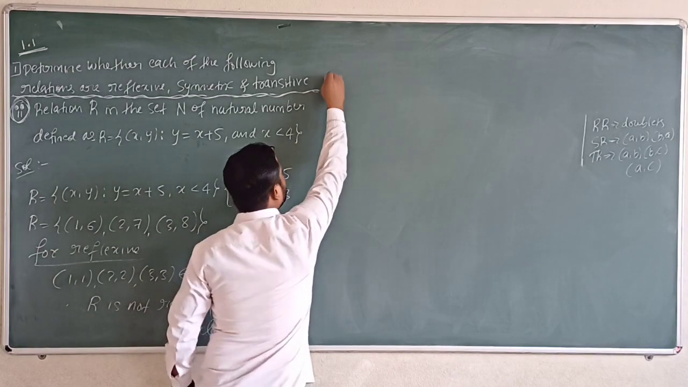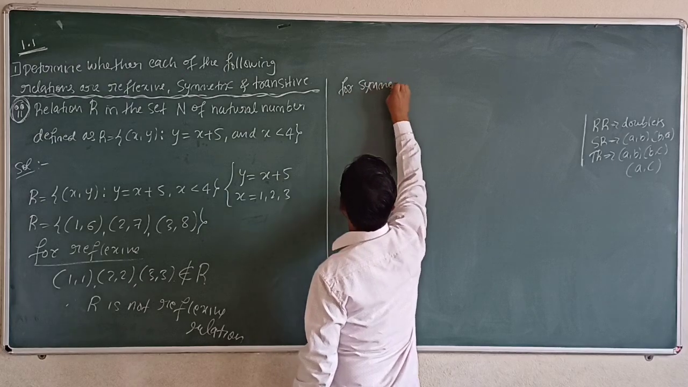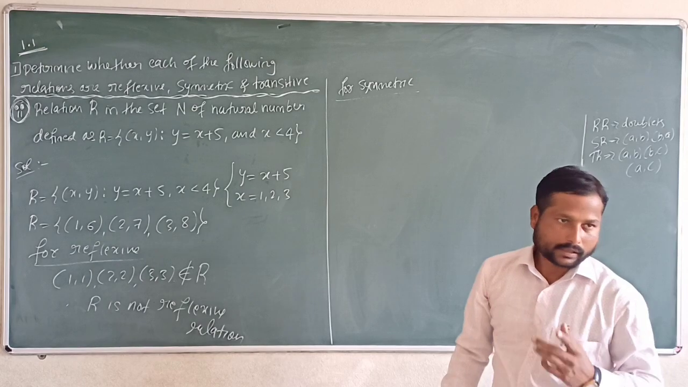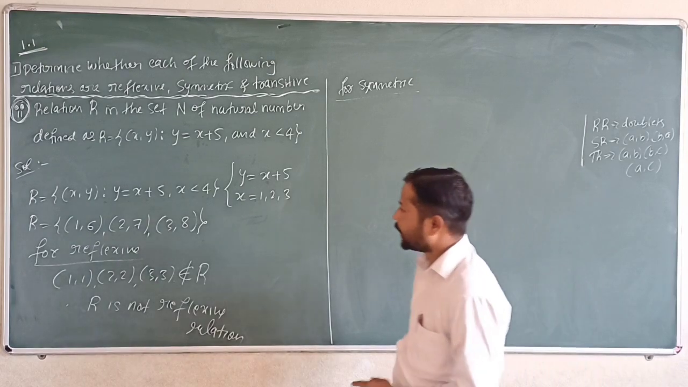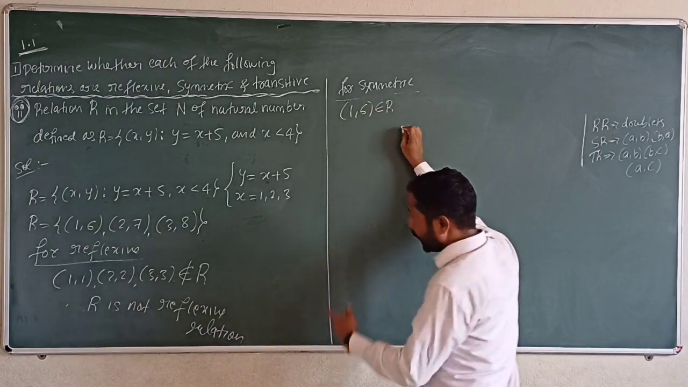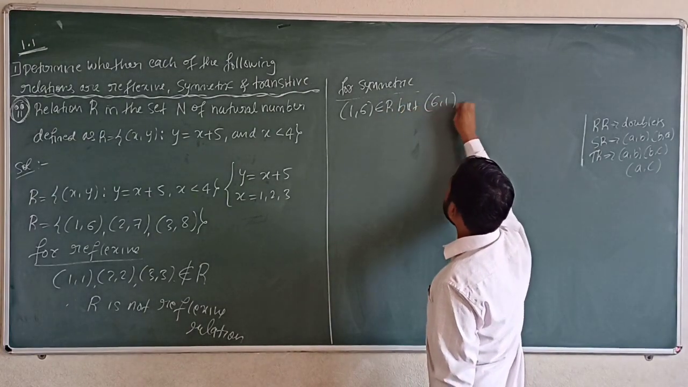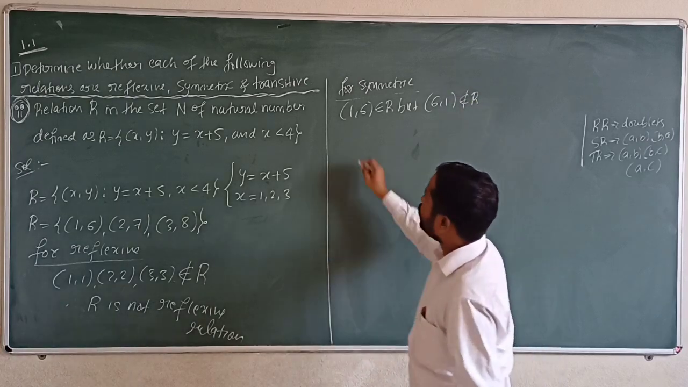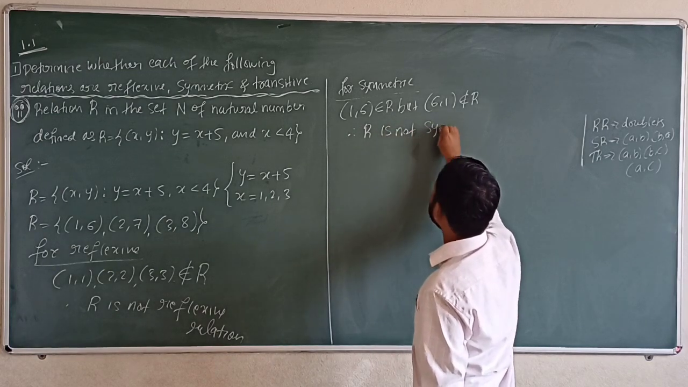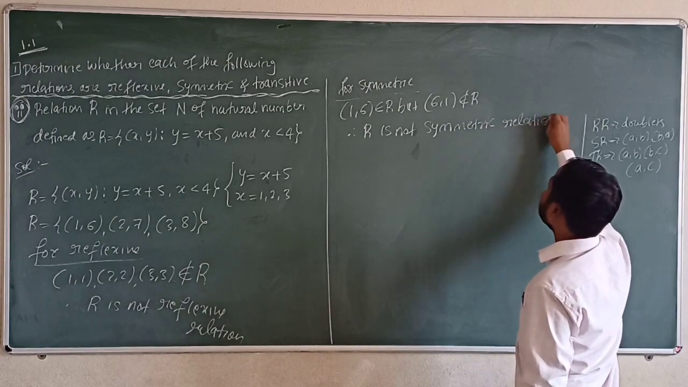Then go forward to symmetric. Take up the symmetric relation. We know that symmetric means a b has a reverse. Now take 1 comma 6, which belongs to R. The order pair 1 comma 6 is present in the given relation, but 6 comma 1 does not belong to R here, so therefore R is not a symmetric relation.